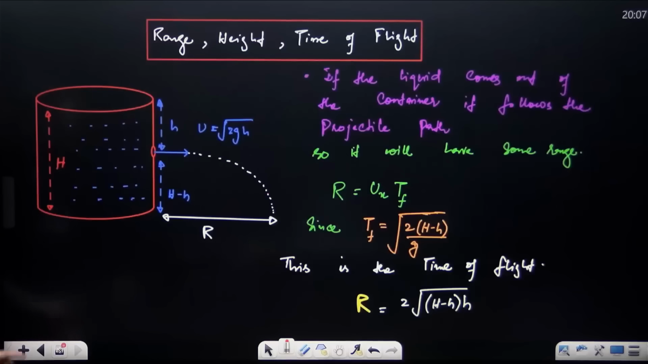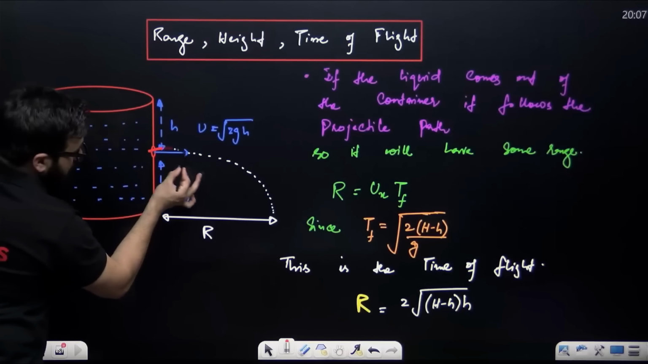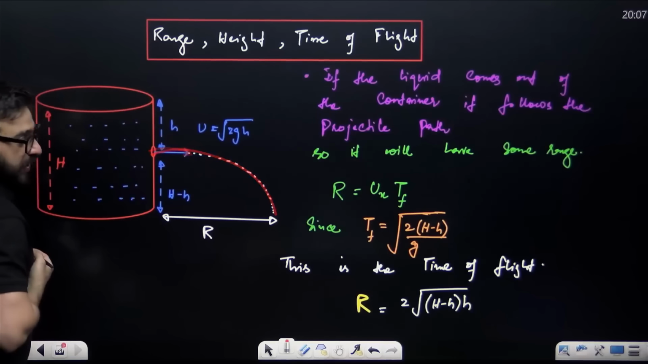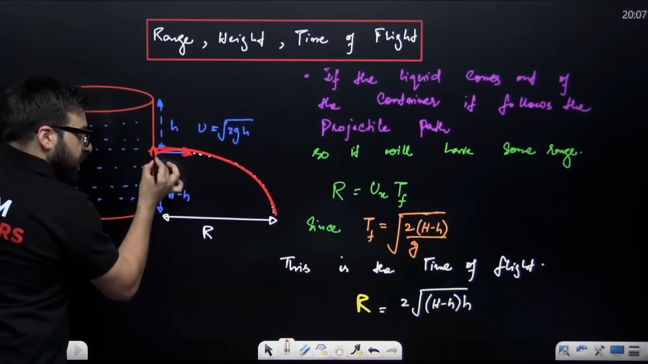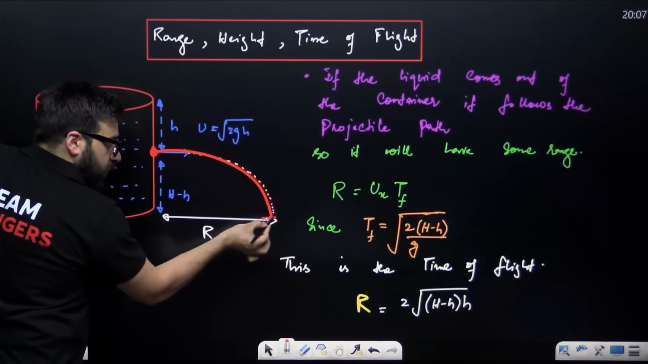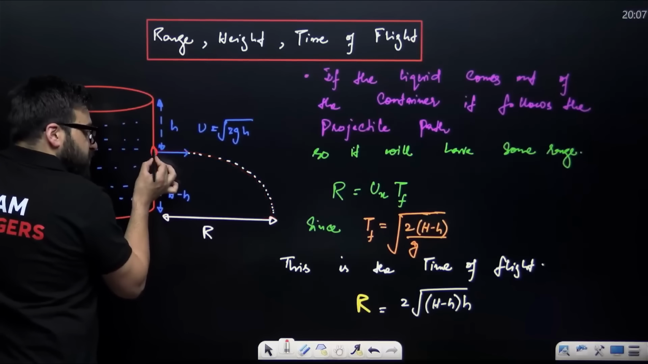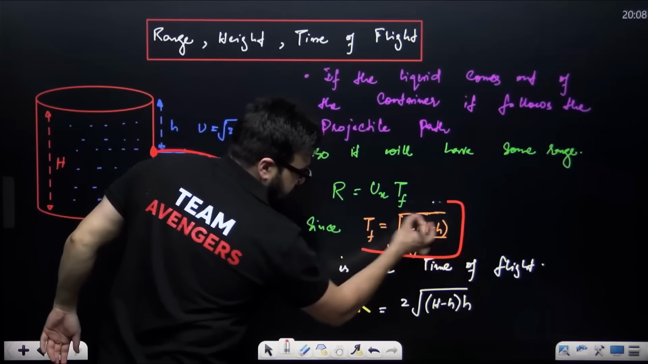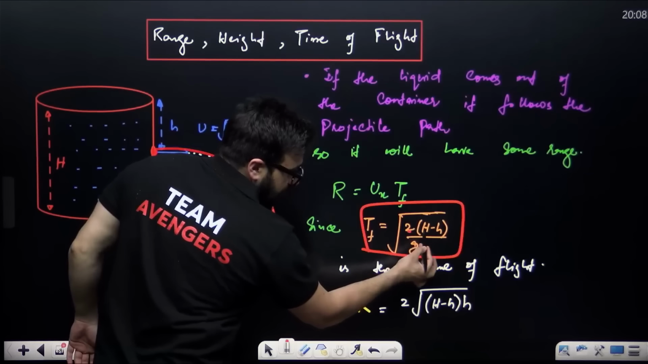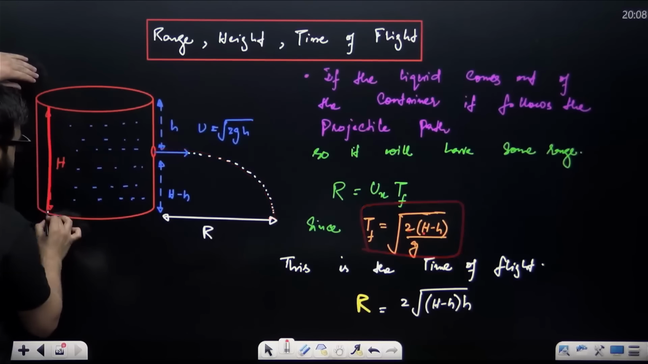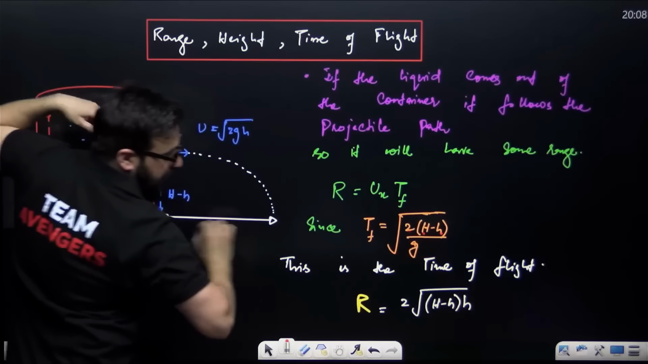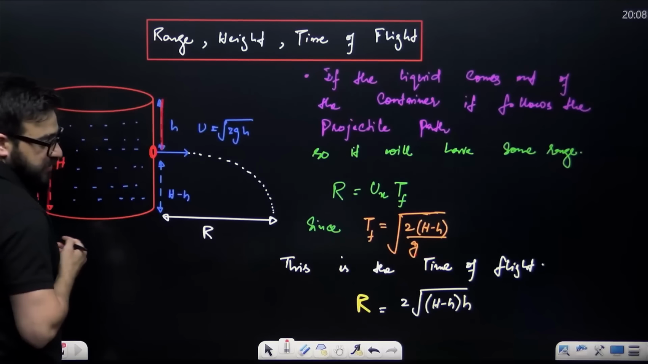Now, my dear NEET aspirants, when this liquid comes out of the hole, it follows a projectile path. Now, how much time is it going to take from this point to this point on falling down? How much time will this liquid take in reaching the ground? That is called the time of flight. That is root of 2(H minus h) divided by g, H is this height and h is this depth at which the hole is created, and g is the acceleration due to gravity.